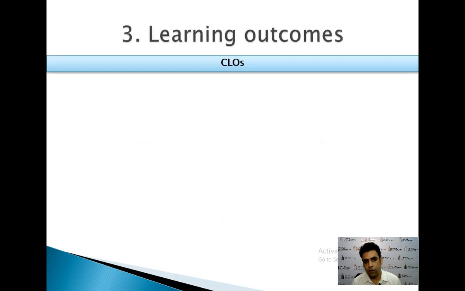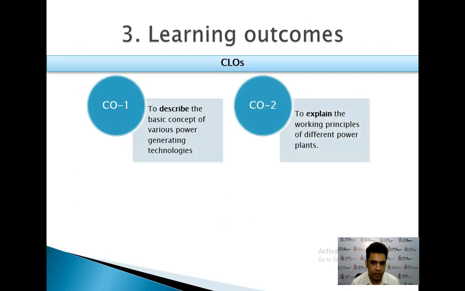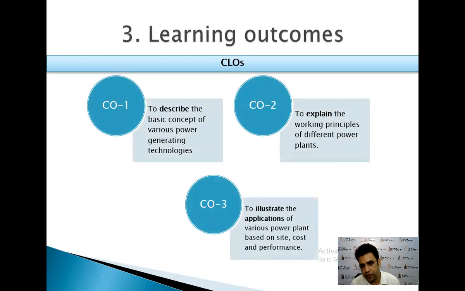So, the learning outcomes of this course, the CLOs: we will cover CO1, to describe the basic concept of various power generating technologies; CO2, we will explain the working principle of different power plants; and CO3, we will illustrate the applications of different power plants by keeping the site, cost and performance in our mind. This we will study in our case study or research report. We can study some power generation cases of WAPDA or K-Electric.